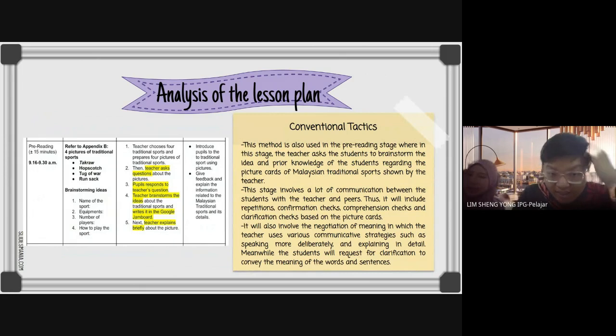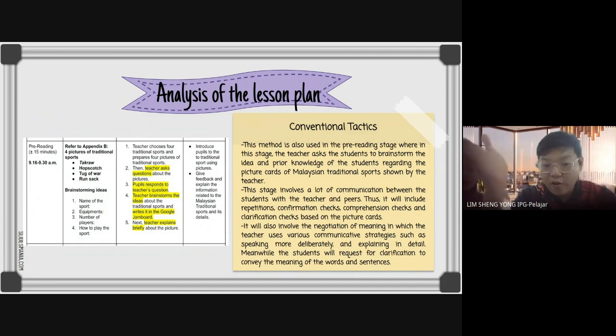Then after that, this method is also used in the pre-reading stage. The teachers ask the students to brainstorm the idea and prior knowledge of the students regarding the picture cards of Malaysian traditional sports shown by the teacher.